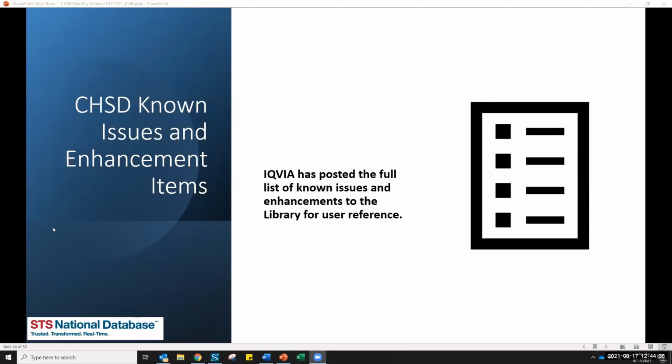As usual, the full list of known issues and enhancements is available to you in the library. If you do want to see the things that we are working on, that should be available for you there. And as usual, if you have submitted something that we didn't discuss, rest assured that we are looking into it, and we will follow up with you as updates become available. Otherwise, you are welcome to reach out, respond to your ticket, and we can provide updates for you that way as well.